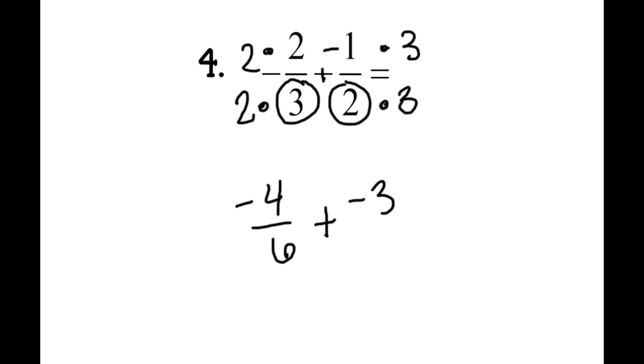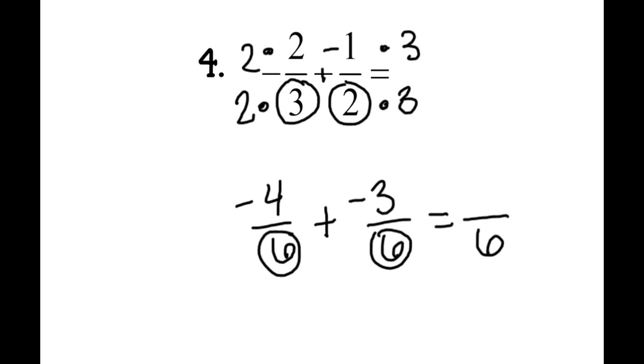So we have negative 4/6 plus negative 3/6 equals, circle your denominators. We know that our answer is going to have a denominator of 6. And negative 4 plus negative 3 is negative 7. Now, I would circle that, and that would be my answer.